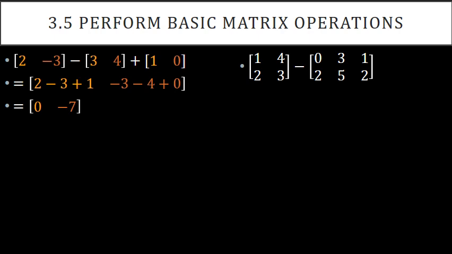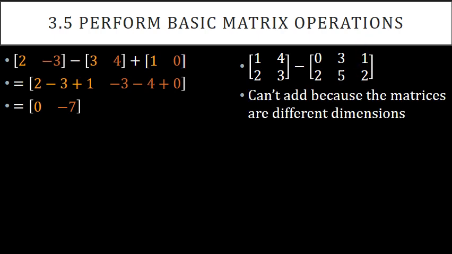Or here's another example. Notice our first matrix is a 2-row, 2-column. The second matrix is 2-row, but 3-column. So we can't add these because they are different dimensions.